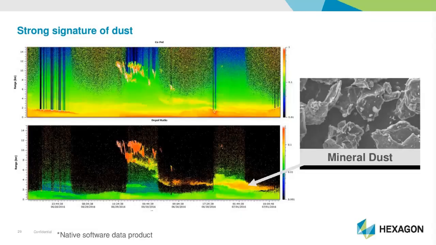So let's look at mineral dust. Mineral dust, as we said earlier, has a very strong signature. This is another look at a co-pole and a dipole ratio chart from the LiDAR. The LiDAR is shooting vertically. On the left-hand side, I've got 15 kilometers of range, and it's 3 days of data being played through here. There's a lot of information packed into the screen right now. The thing I'd like you to focus on is what I'm highlighting here with the mineral dust picture. You can see that the more depolarizing the returns, the hotter the colors get.